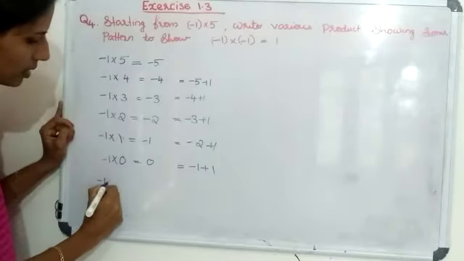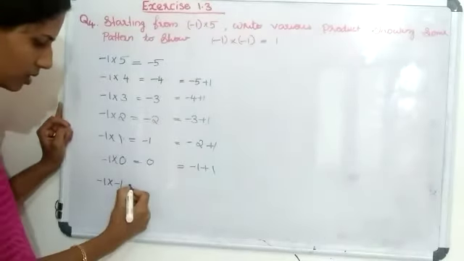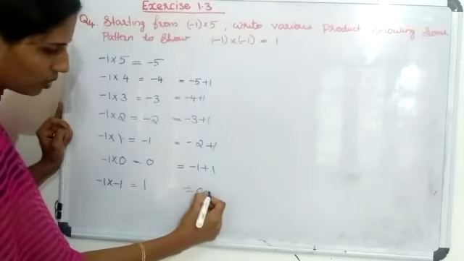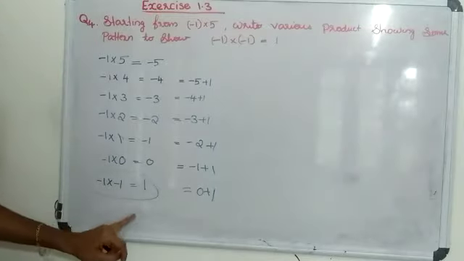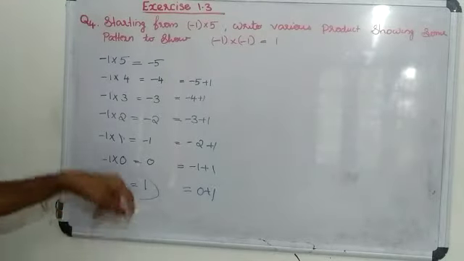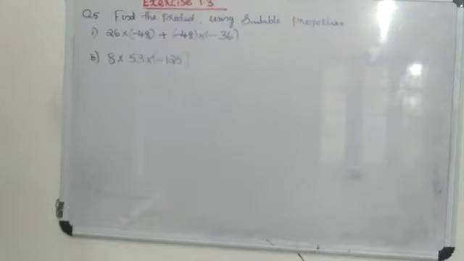Next one, minus 1 into minus 1. After 0, negative numbers. This is equal to 1. That is equal to 0 plus 1. So we got minus 1 into minus 1 is equal to 1 here. So this is the pattern. The same method we discussed in our last class.